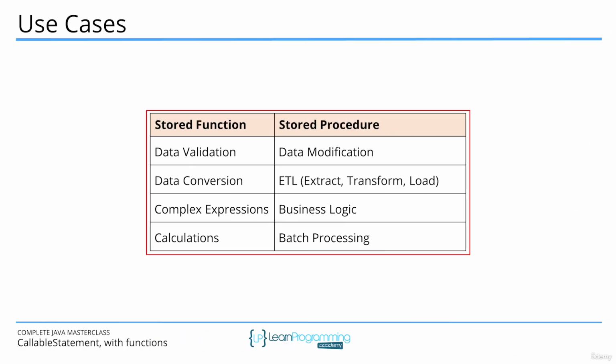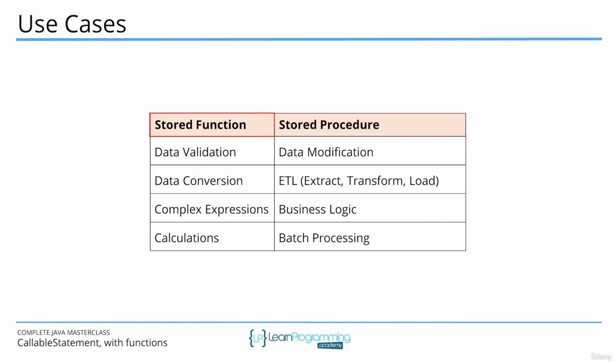The table on this slide lists some of the use cases for each of these stored objects. You can think of a function as a targeted and individual unit of work. It can be used for validating data before insertion or updating. A stored function can be used for converting data from one format to another. It can be used to reuse complex expressions that are used frequently. Finally, a stored function is often used to perform some calculation or formula.